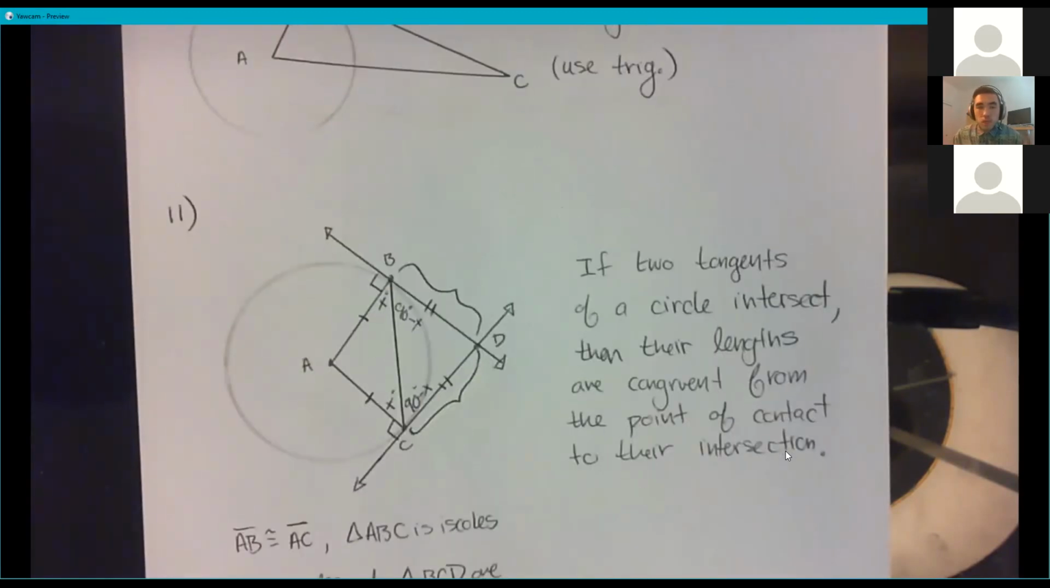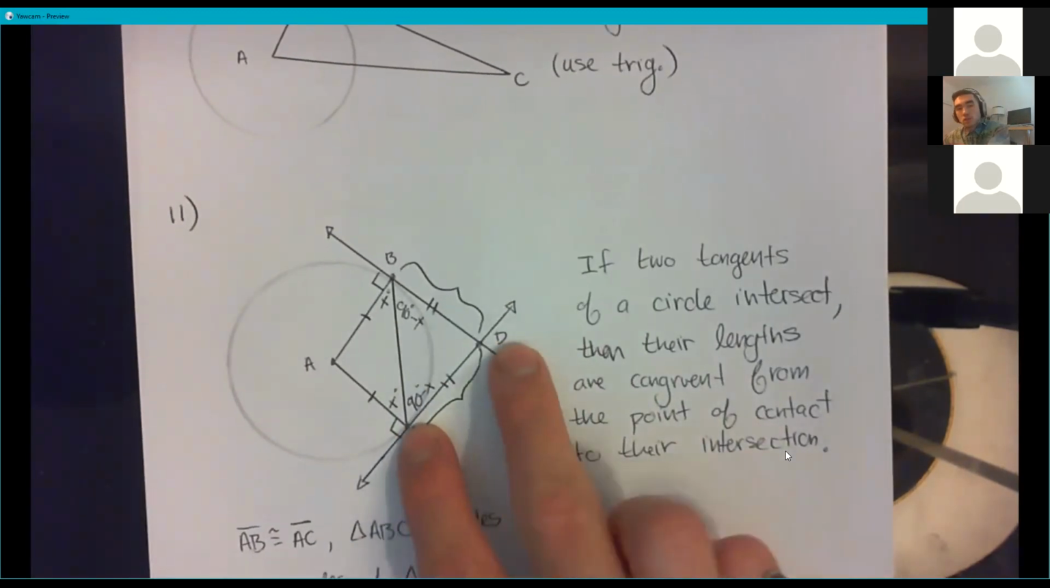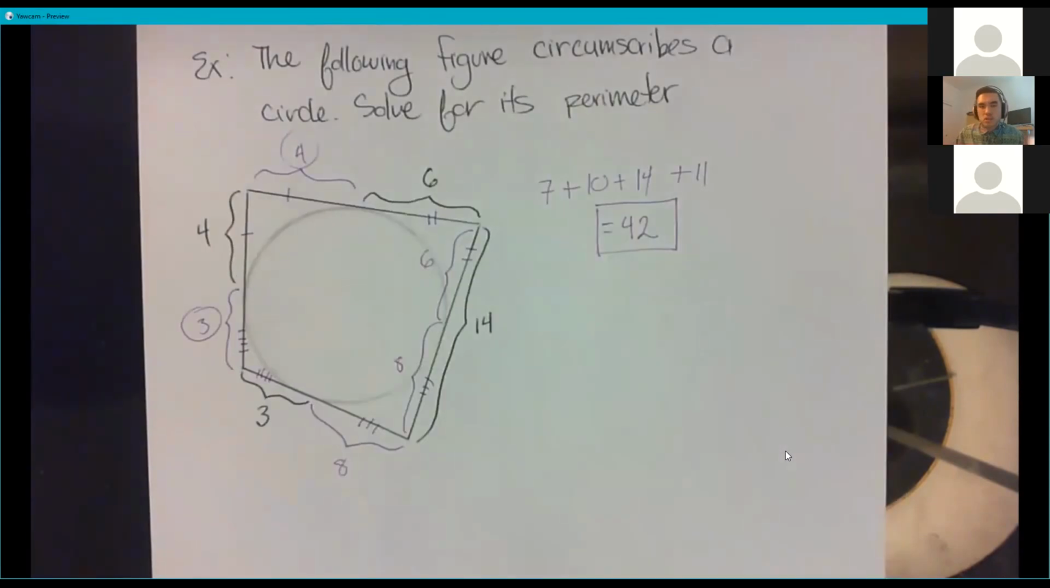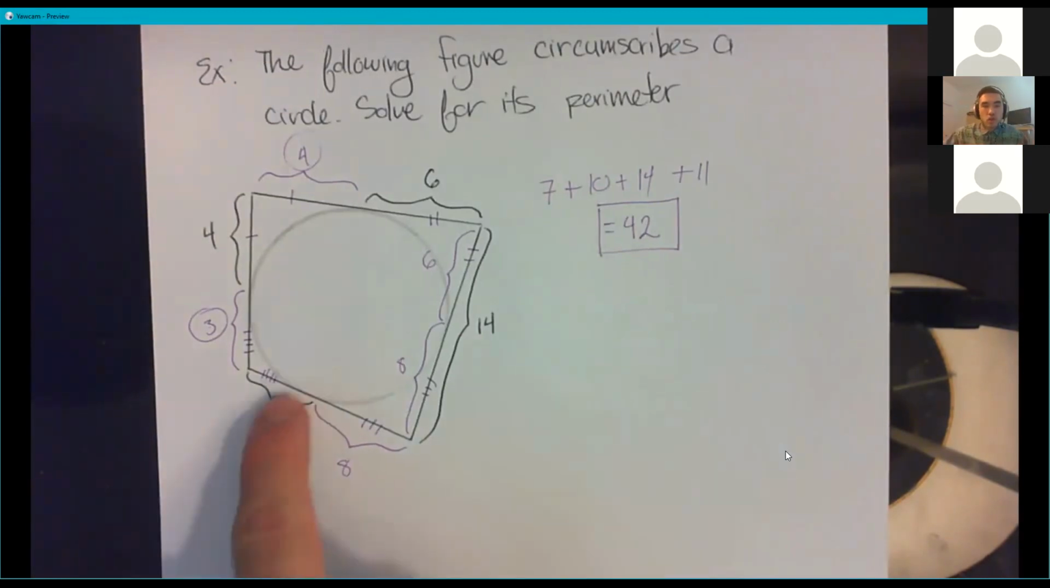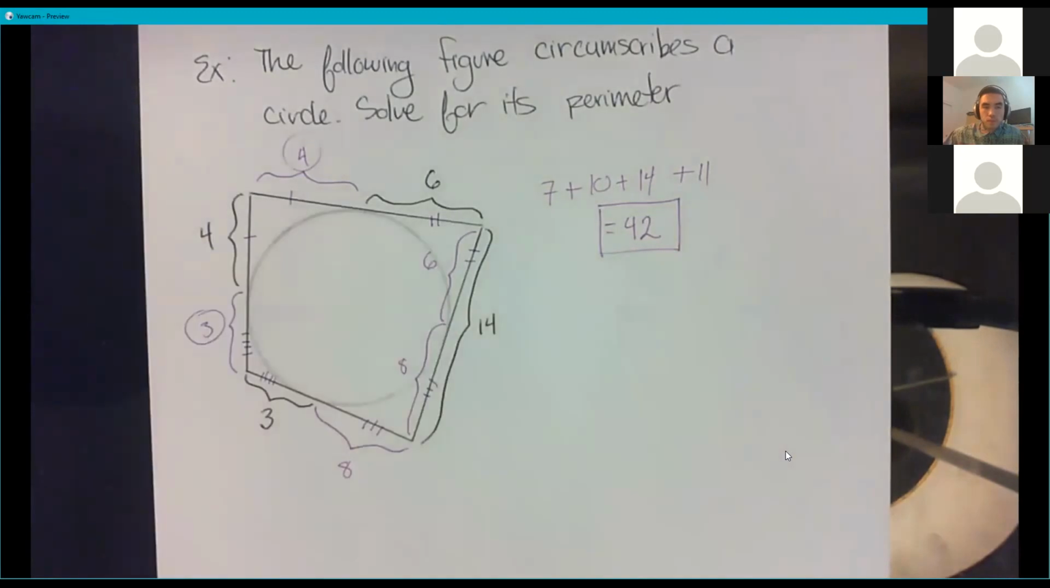Item number 2, because of some fancy properties of isosceles triangles, if two tangents intersect on the outside of a circle, then the lengths from the points of contact to the point of intersection form an isosceles triangle and therefore must be congruent. This is useful because it allows us to solve these types of circumscription questions. If you trap a circle within another shape and it touches on all sides, we can say that these lengths are congruent, which allows us to solve puzzle questions like this.